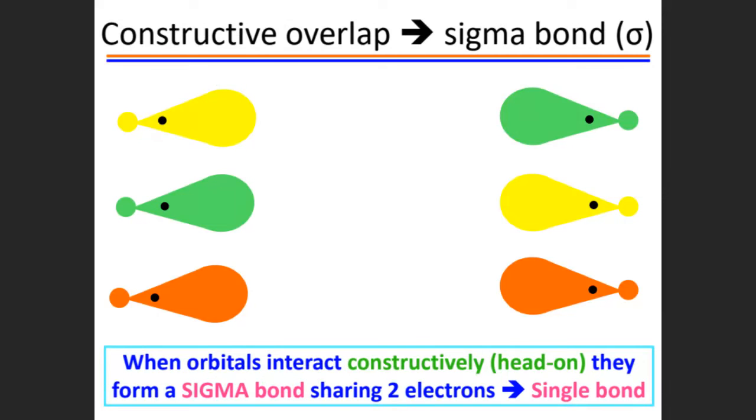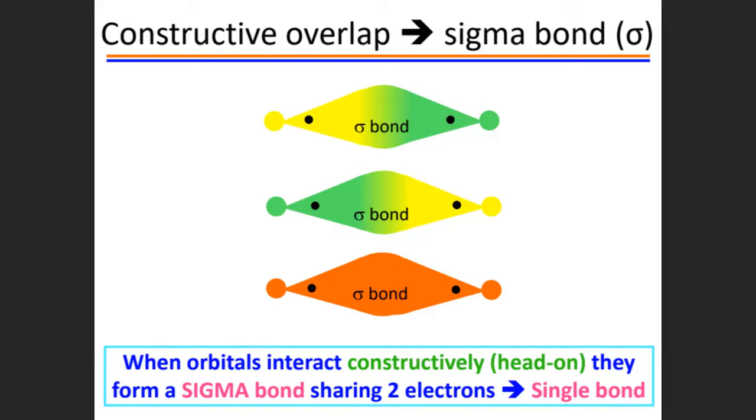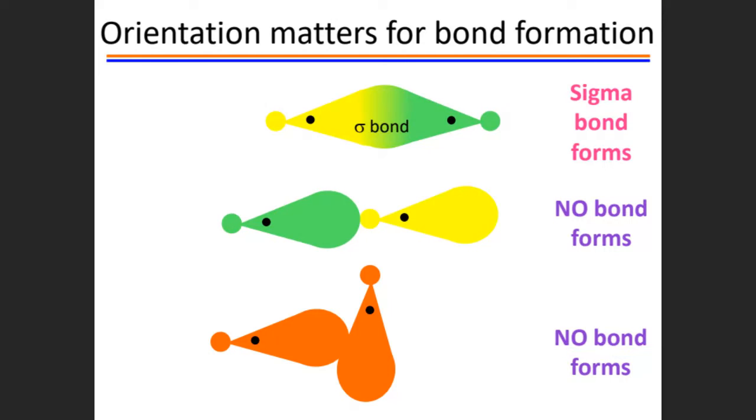See the constructive overlapping or sigma bond. Okay, so here we have the head-to-head bond. When orbitals interact head-on, it depends on language, book to book. We say the head-to-head and the linear one. So a sigma bond shares two electrons, a single bond. Okay. This is how a sigma bond works. When orbitals interact head-to-head, they form a sigma bond. And the pi bond.